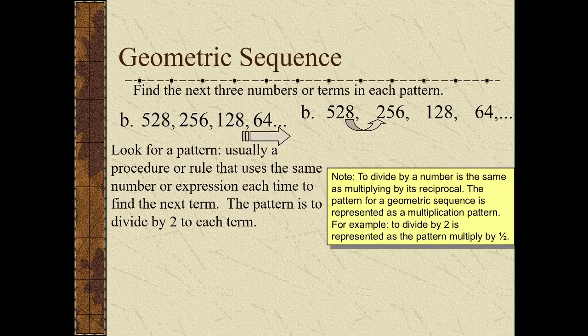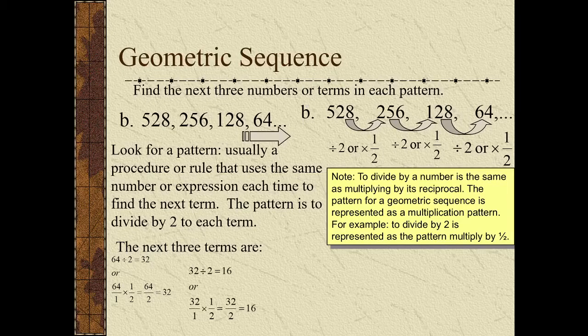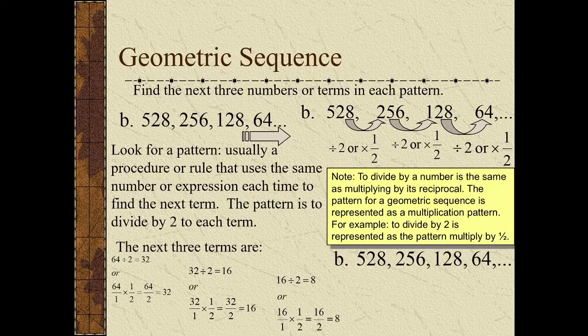Divided by 2 or simply times 1/2. Okay? Divided by 2 to get that. 128 divided by 2, that is 64. Now, what will be the next number? 64 divided by 2. Correct. 32. What will be the next number after 32? 16. 32 divided by 2 is 16. Next number. 8. Because 16 divided by 2 is 8. So the next three terms are 32, 16, and 8.